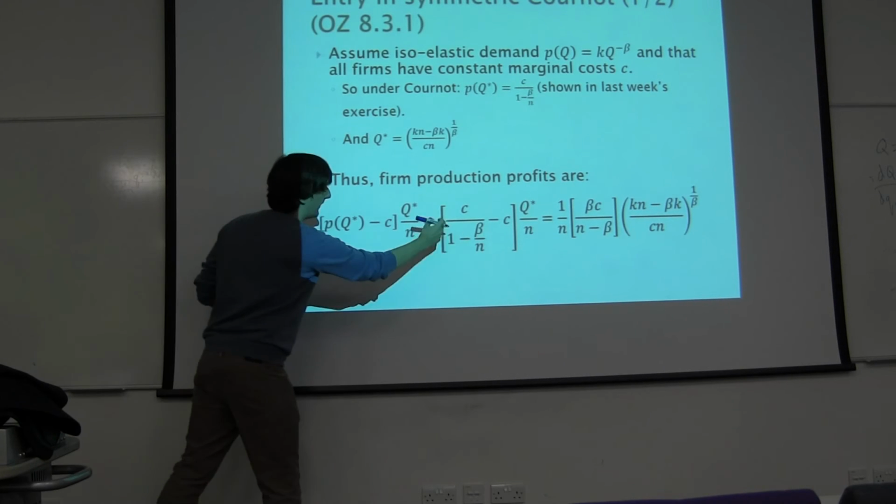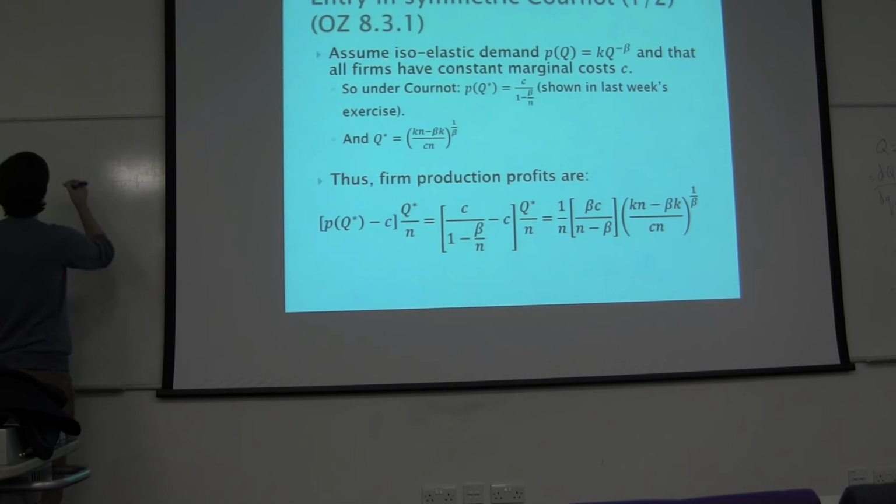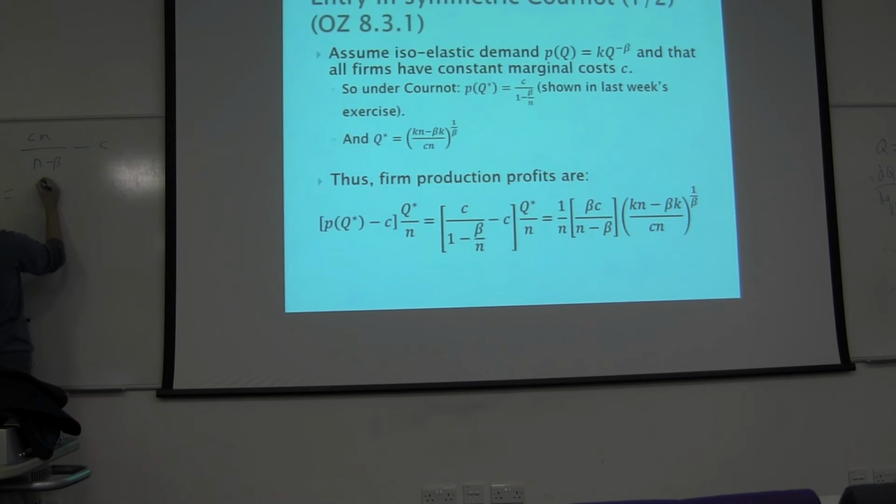So the term in square brackets is, well, first let's multiply top and bottom by n. So it's Cn over 1 over n minus beta, all minus c. Well, that's equal to Cn over n minus beta minus n minus beta over n minus beta. Okay, sorry, all times c. Cn minus c beta.